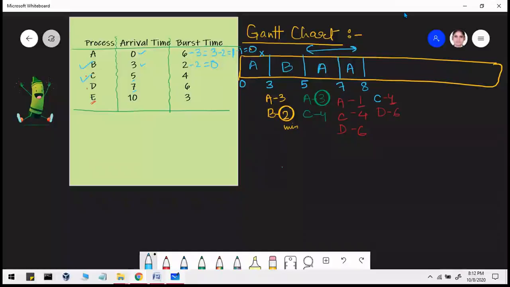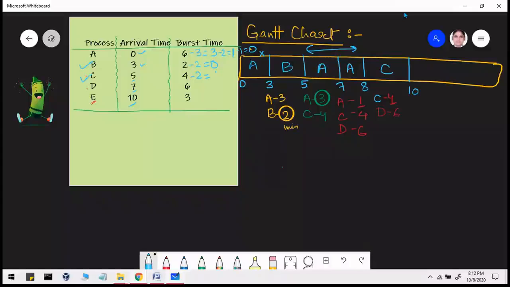4 is minimum. So who will take the CPU? Now the CPU will be taken by C, and C is going to continue for the next 2 milliseconds, because 8 plus 2 is 10, and after 10 E will join the ready queue, and then we have to decide out of C, D, E which is minimum, that will take the CPU. Fine. So 8 plus 2 is 10. So now let's subtract the timings from here.